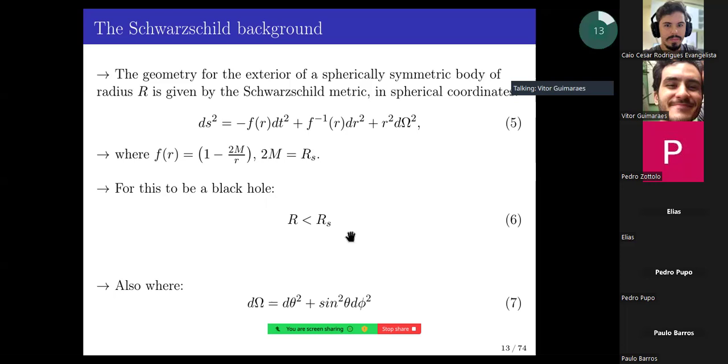We also defined omega as the differential volume on the two sphere. I'm sorry, the differential with regard to the two sphere metric.